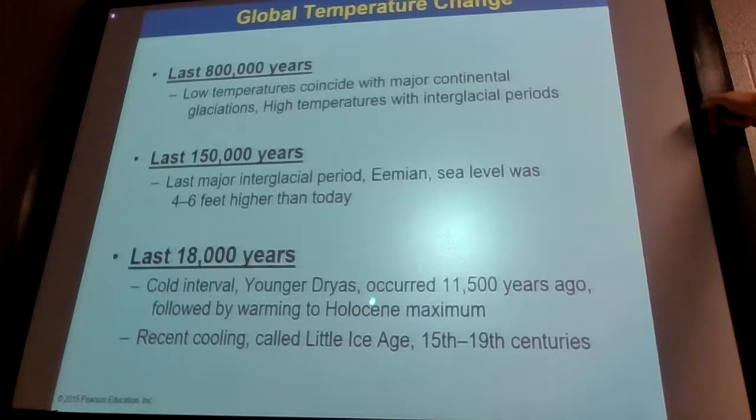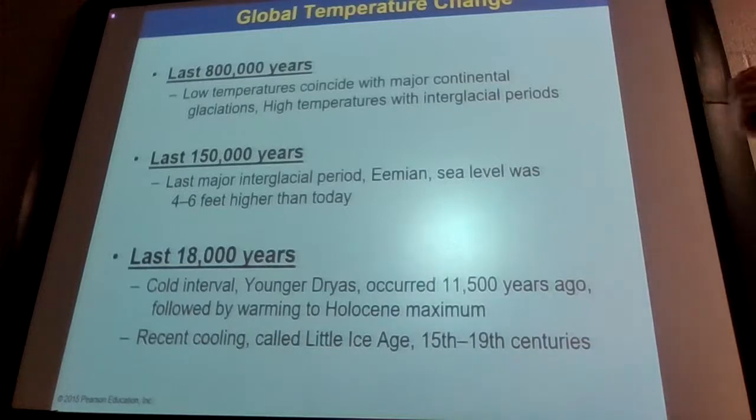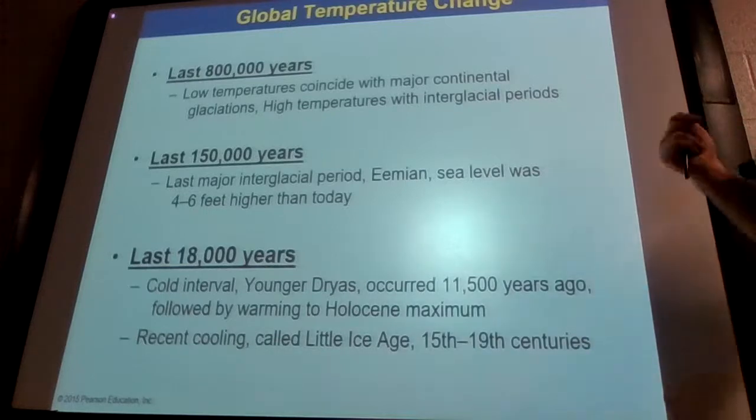In the last 18,000 years, which is really, really recently, a cold interval called the Younger Dryas occurred about 11,500 years ago, followed by a warming to the Holocene maximum. Then a recent cooling called the Little Ice Age, in the 15th to 19th centuries. So we're just leaving behind the last ice age, and we're going into this interglacial period. So things are about to naturally get hotter.